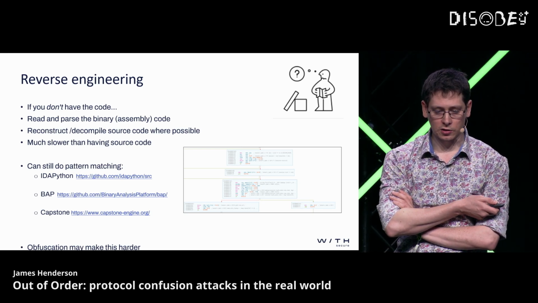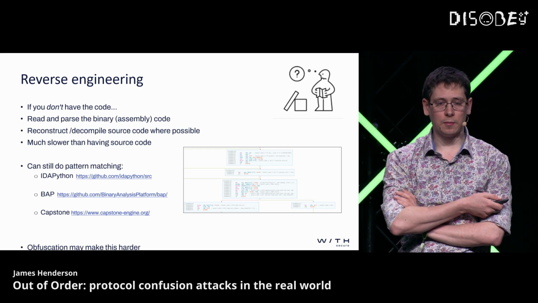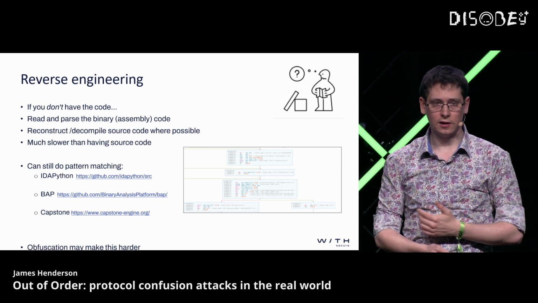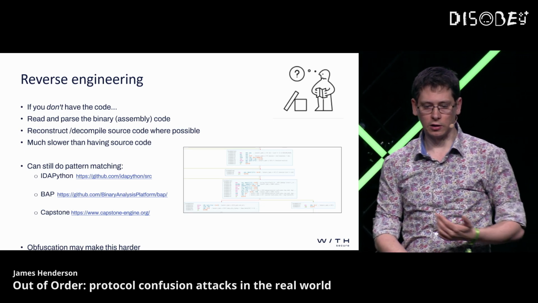One thing that comes along with RE is obfuscation. So vendors might obfuscate the binary to make it harder to reverse engineer, and this might trip you up and make your life even more miserable.